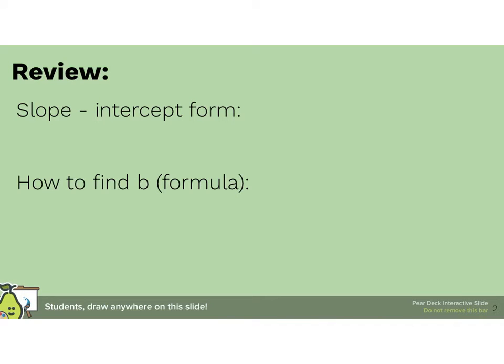Okay, so we're still talking about initial value today. Let's just review what we know. Slope-intercept form is y equals mx plus b. This is the most important formula, okay? Slope-intercept form is the way you want to write an equation once you have all the information.